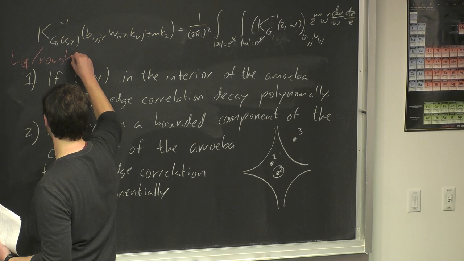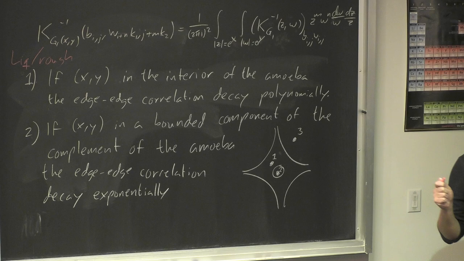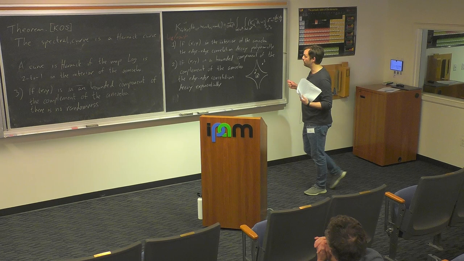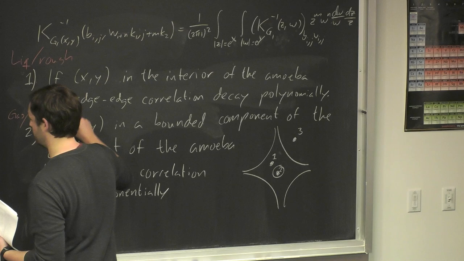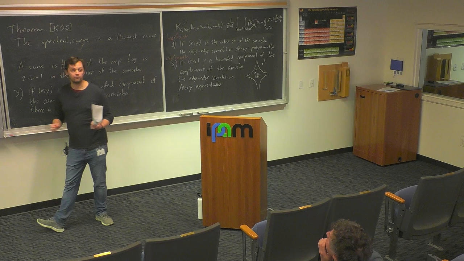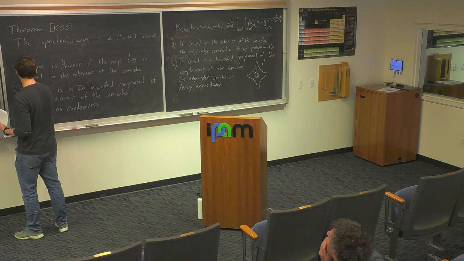The case where the edge-edge correlation decays exponentially is what we usually call the gas region or smooth region. So this corresponds to the gas region, or smooth. And this last one corresponds to the frozen region.